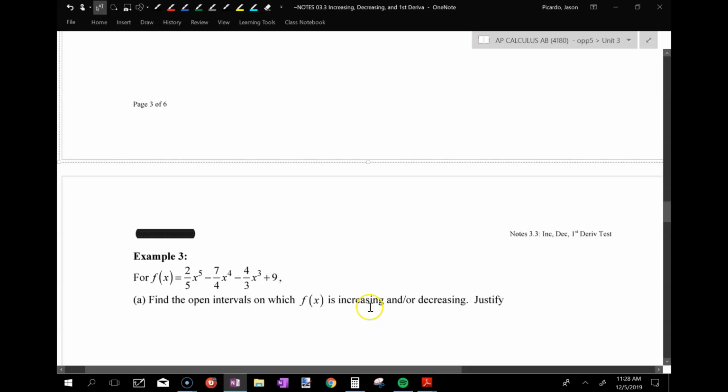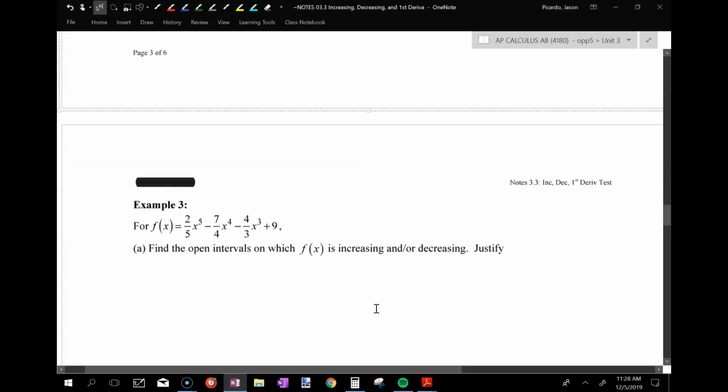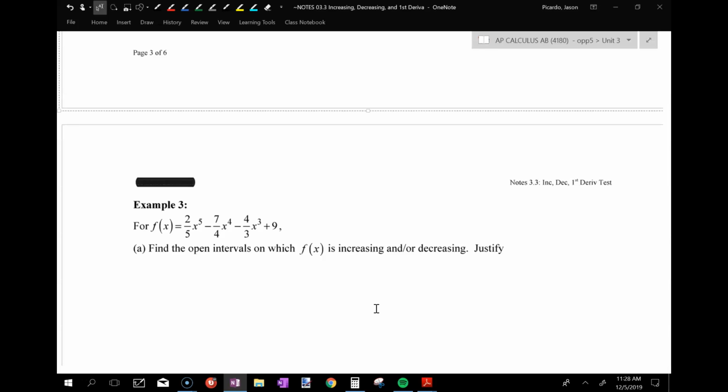Wait, so if a limit at a point isn't the same, yeah, it's a maximum or a minimum.